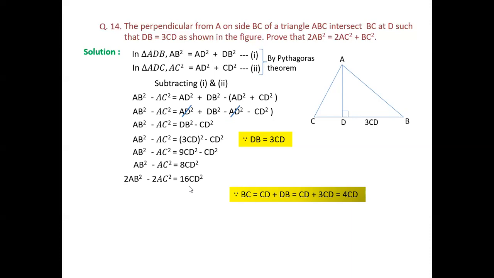Okay. So here what I do, I just write it in a slightly different way. 16 CD square can be written as 4 CD whole square, because 4 square is 16. Now 4 CD is BC. So let me put BC here. It becomes BC square. So 2AB square minus 2AC square is equal to BC square. We want it in this form. So let us shift this minus 2AC square to the right. It becomes 2AB square is equal to 2AC square plus BC square. This is what we had to prove.